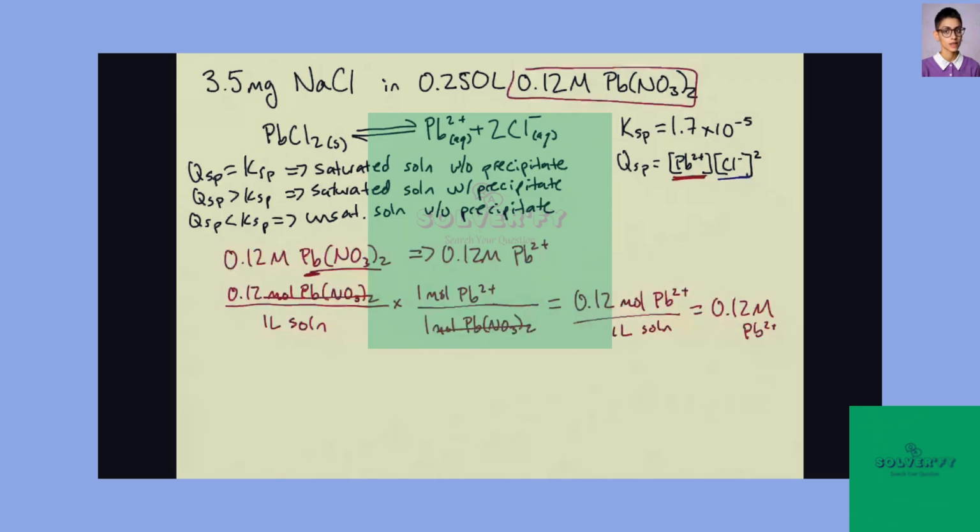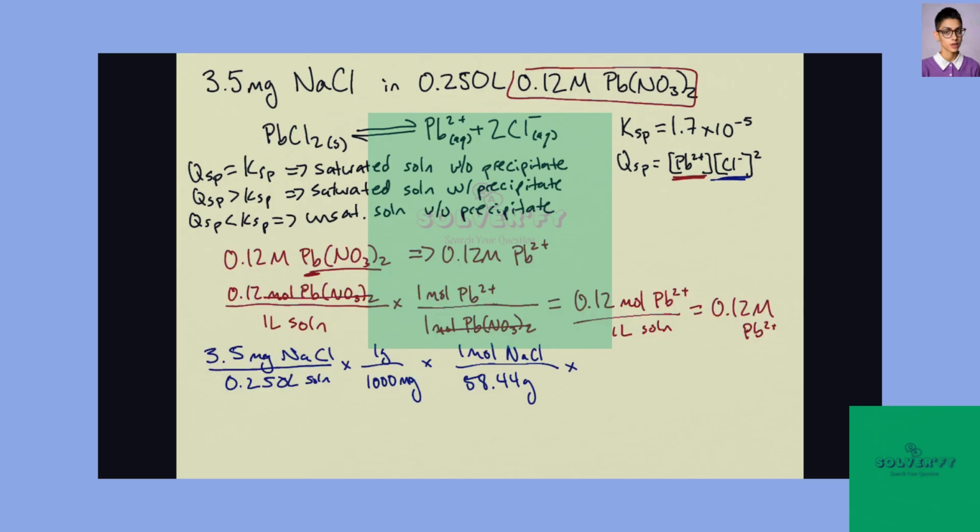To get our concentration for Cl-, we know we have 3.5 milligrams of NaCl, and we have 0.250 liters of solution. We can then convert our milligrams of NaCl to grams, where 1 gram is equal to 1,000 milligrams. Then now that we have grams of NaCl, we can use the molar mass to convert to moles. So for every 1 mole of NaCl, we have 58.44 grams of NaCl.